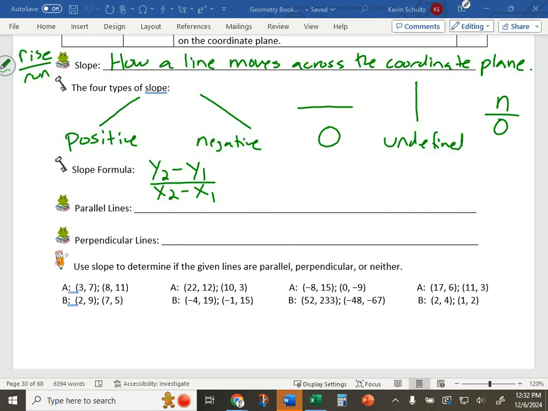Parallel lines. What do we know about parallel lines and slope, James? Two lines that do not cross each other. And they never intersect because why? Same slope.